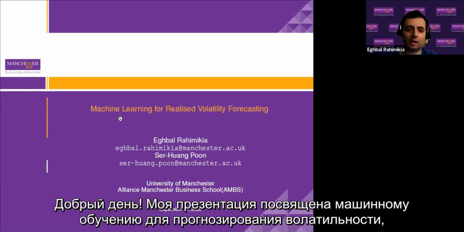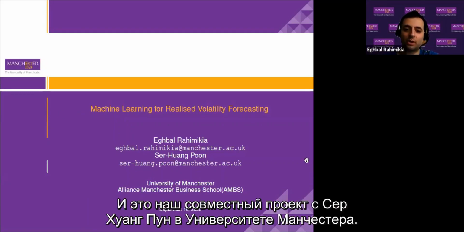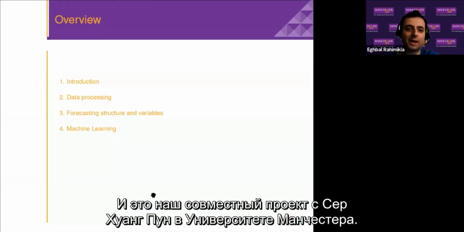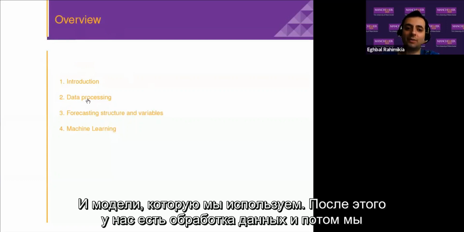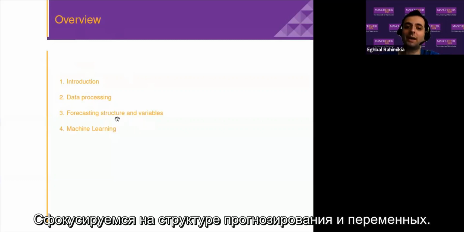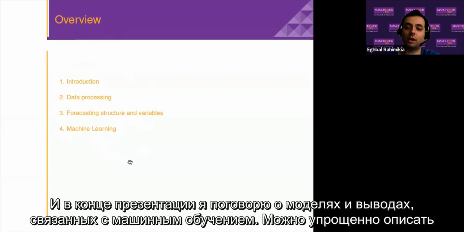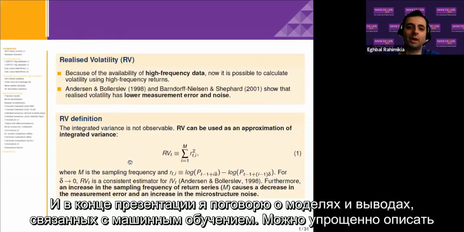Hi, my presentation is about machine learning for realized volatility forecasting, and this is a joint project between me and Ser-Huang Poon at University of Manchester. First, I focus on the introduction, some basic concepts about realized volatility forecasting, and the models we are using. After that, we have data pre-processing, and later we are going to focus on forecasting instruction variables, and finally I focus on machine learning models and the conclusions.